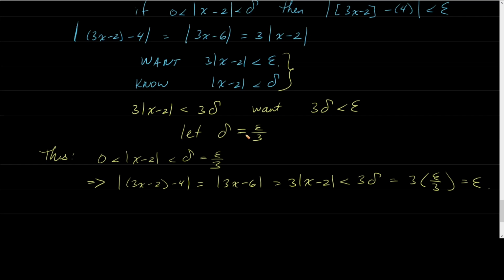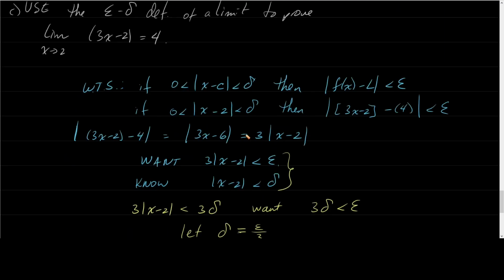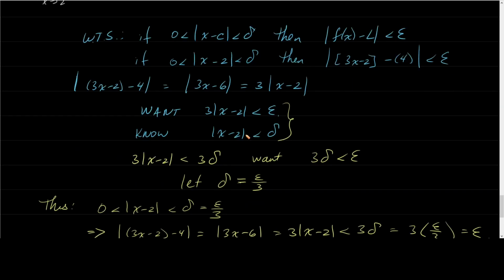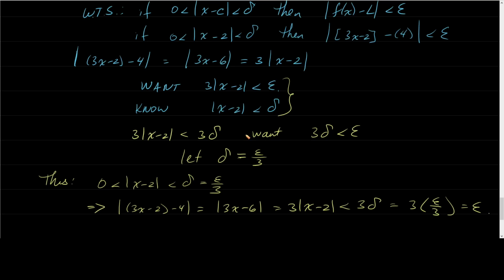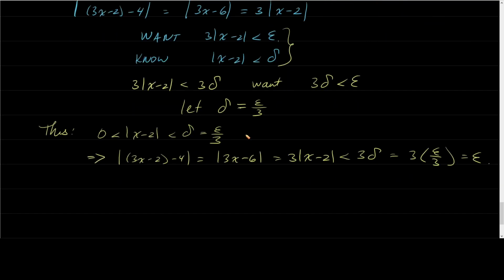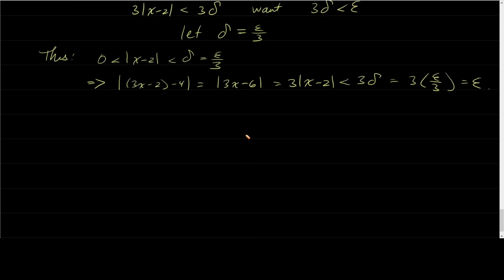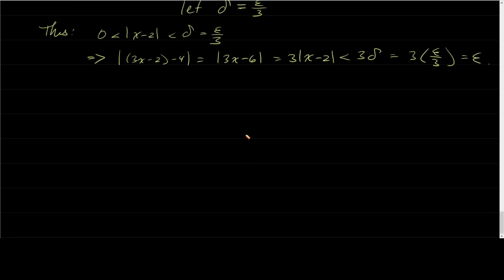Now, as far as using the epsilon delta definition of a limit, that's essentially what you do. You manipulate the expression in such a way that you end up with just epsilon at the very end. Now, so that was C. So now let's do D.